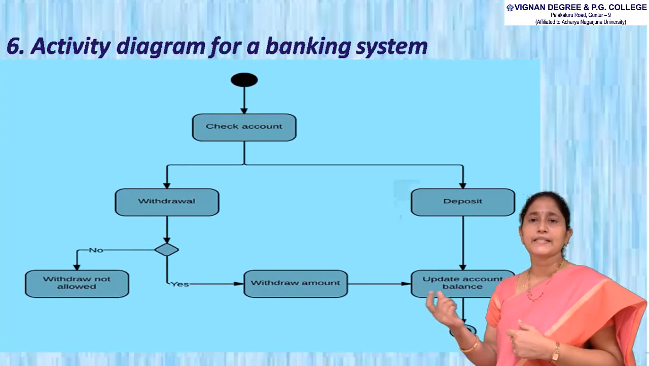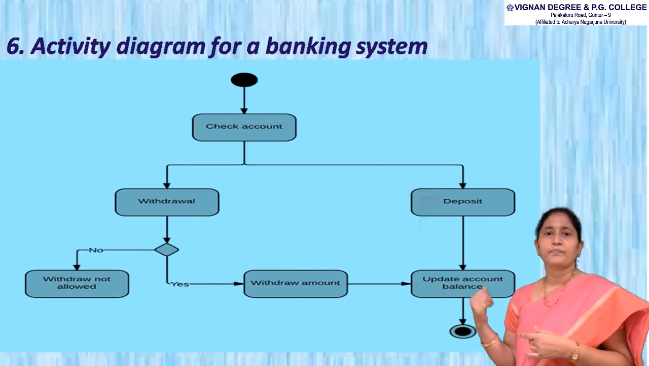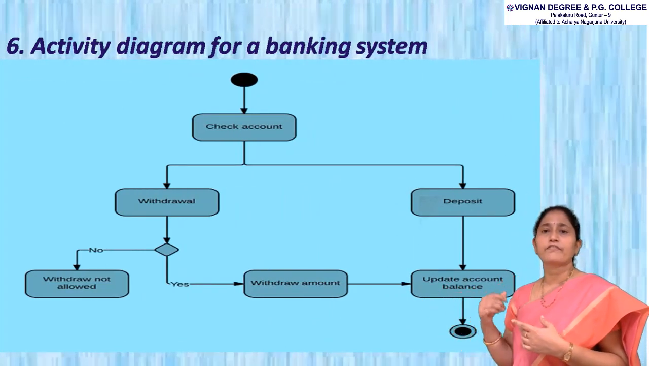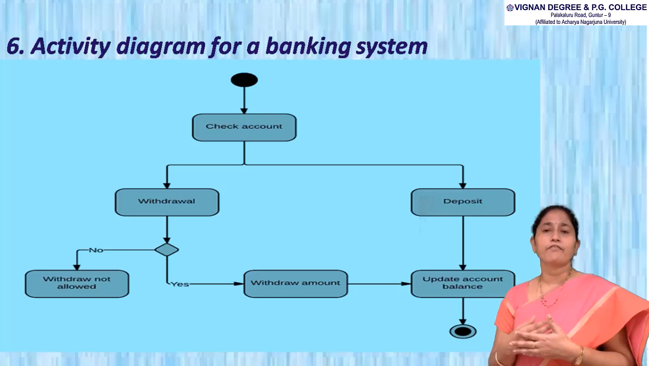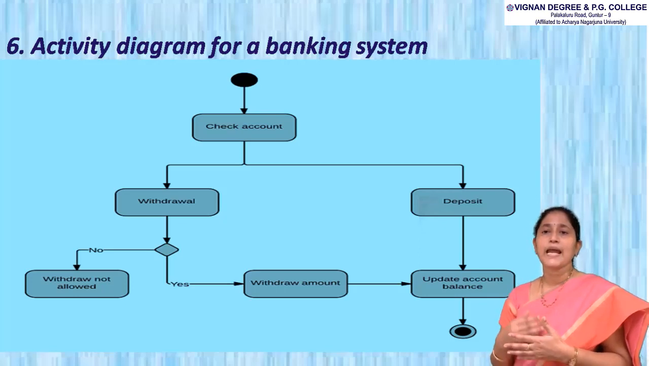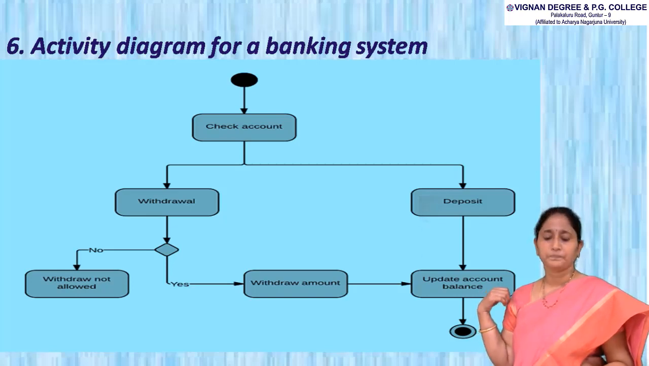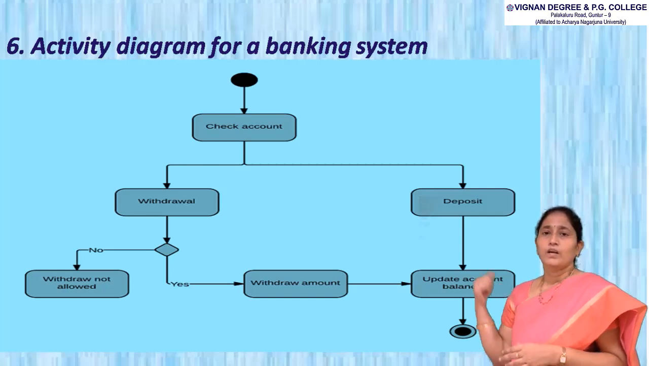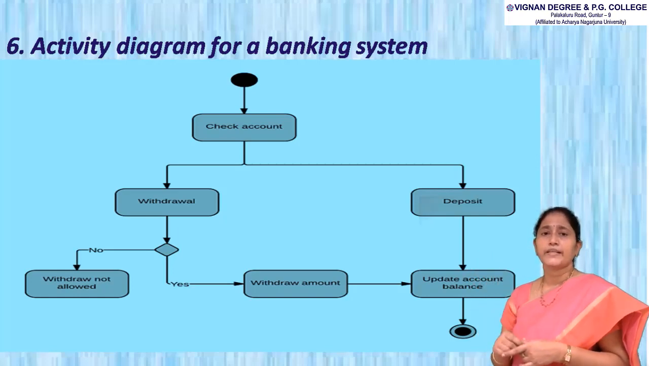One more example is the banking system. This diagram shows the process of either withdrawing money from or depositing money into a bank account. The advantage of representing the workflow in UML is the ability to show withdraw and deposit on one chart. If you see this diagram, this is the starting symbol. Here we are checking the account, whether it is a withdraw or deposit.